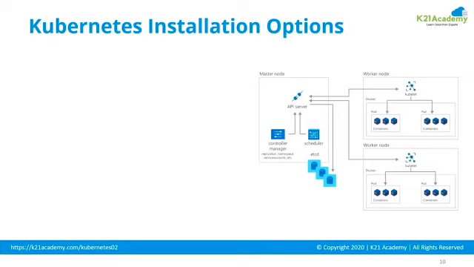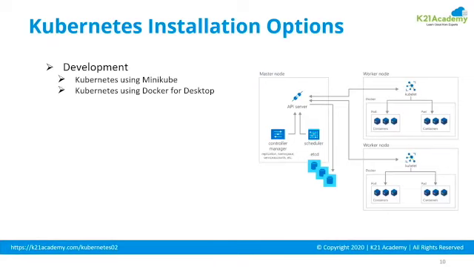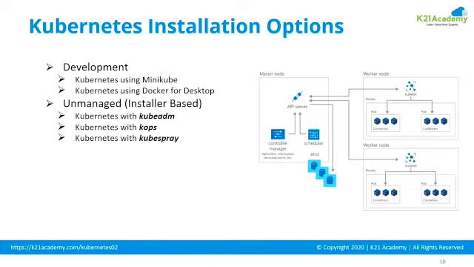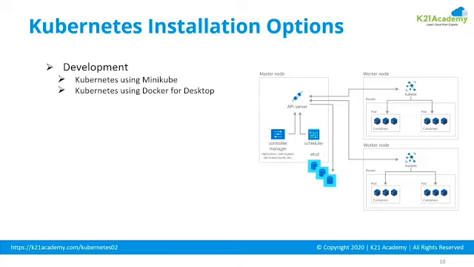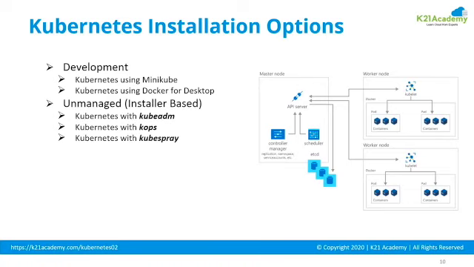And when you're looking at the deployment or installation options of Kubernetes, you can create a Kubernetes for development purposes where you're doing it just for testing. So you can deploy using Minikube, or you have Kubernetes using Docker Desktop. Docker Desktop has a version of Kubernetes. Or you can do unmanaged using kubeadm, kops, which is on AWS, or kubespray. All these three options are for unmanaged Kubernetes using installer-based methods.